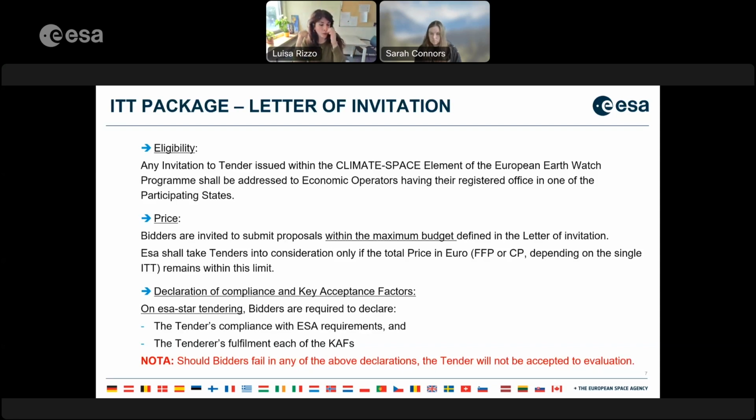In the letter of invitation, in the cover letter, you will also find a declaration of compliance and the so-called key acceptance factors. These two elements are not anymore listed in the letter of invitation, but are mentioned in the letter of invitation, because you will be required to submit this information via ESA Star.